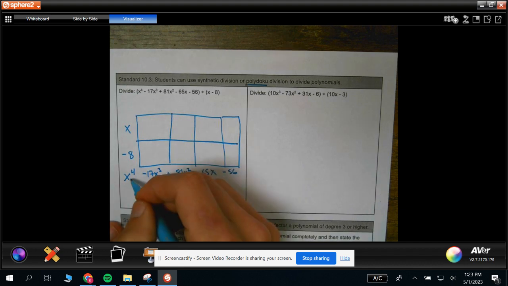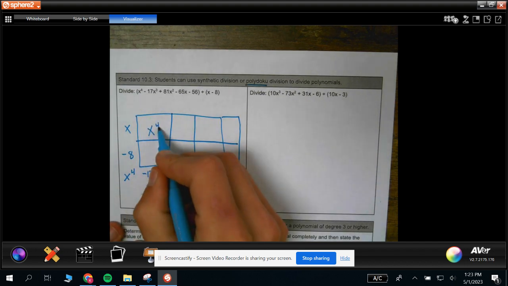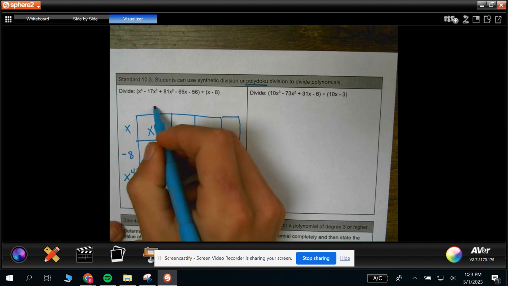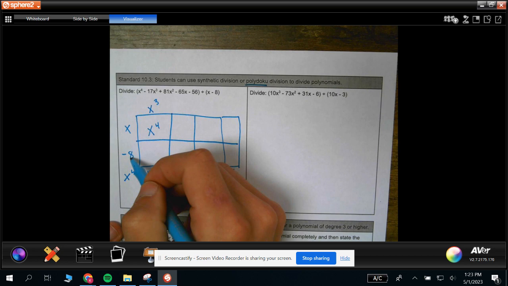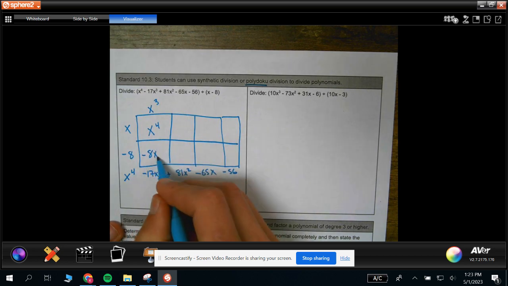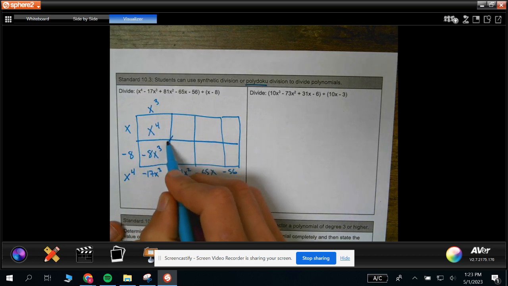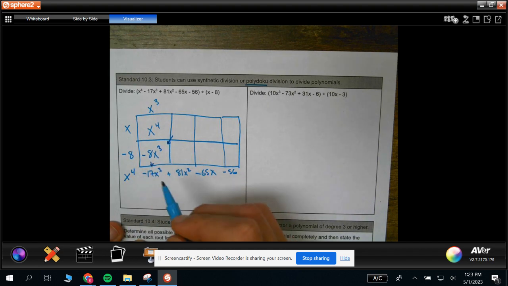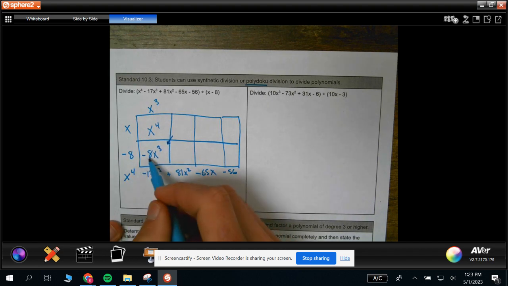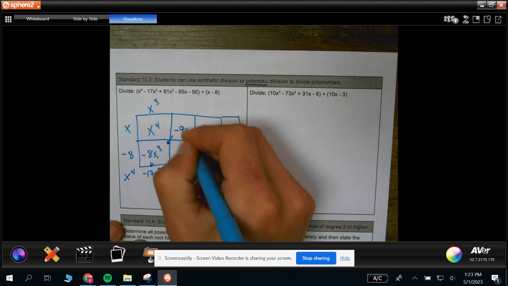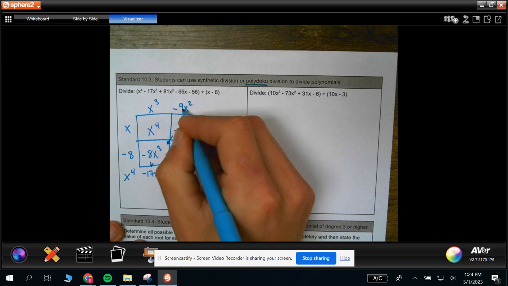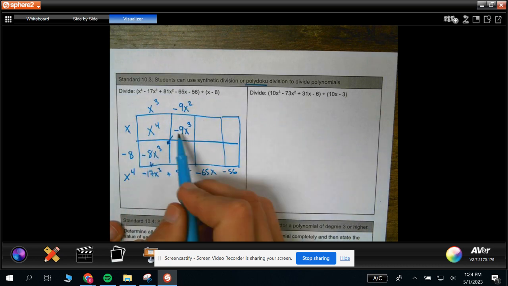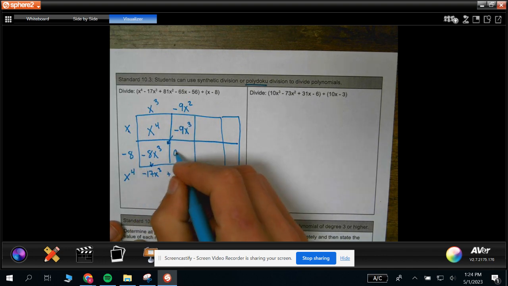So I need to get an x to the fourth. This box needs to be x to the fourth. X times what makes x to the fourth? This has to be x cubed. Continue your area model. X cubed times negative 8 is negative 8x cubed. Now these two together have to add to negative 17x cubed. So I have negative 8. How many more do I need? This needs to be negative 9x cubed, which means this needs to be negative 9x squared, because negative 9x squared times x is negative 9x cubed. 9x squared times negative 8 is 72x squared.